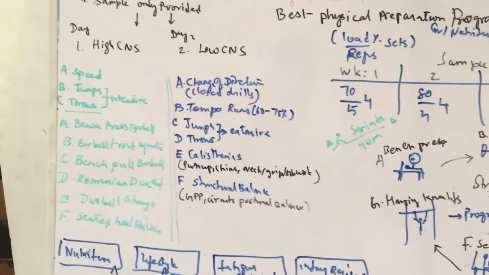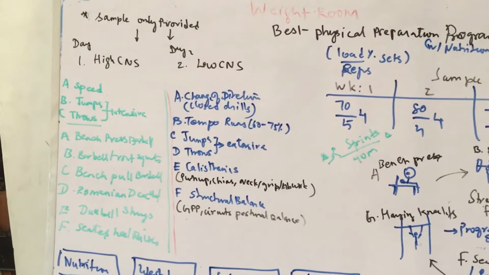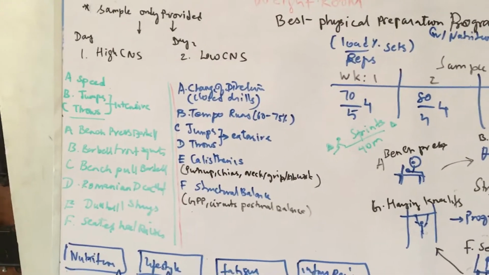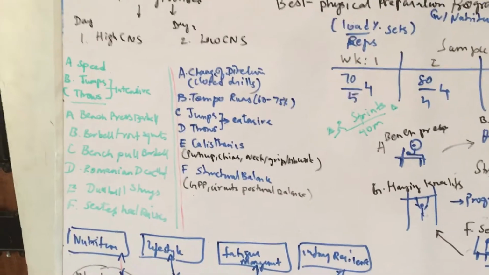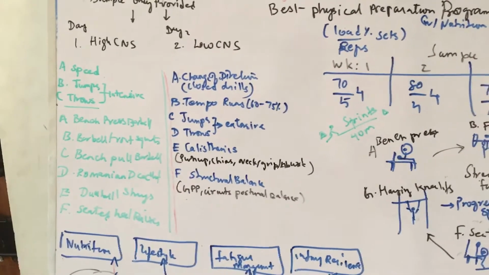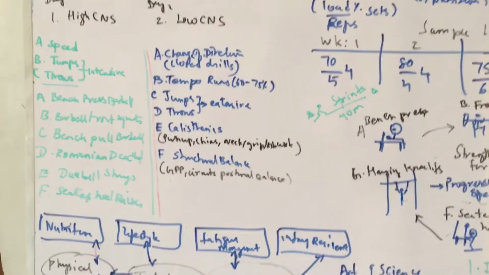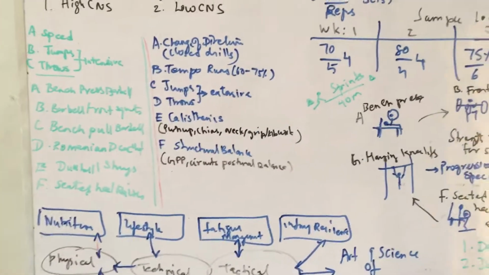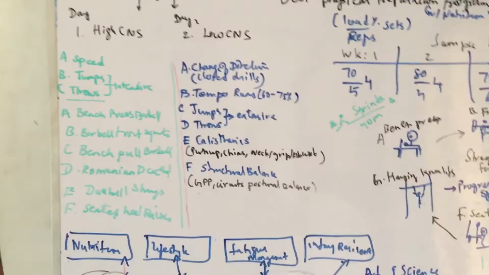Tempo runs performed at 60 to 75% of maximum speed. Again, jumps and throws, but extensive. Calisthenics, so push-ups, chin-ups, neck work, grip work, and ab work. Finally, structural balance work. It comprises GPP circuits, postural balance and morphological balance.